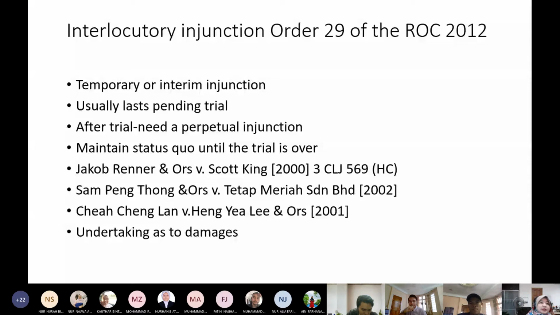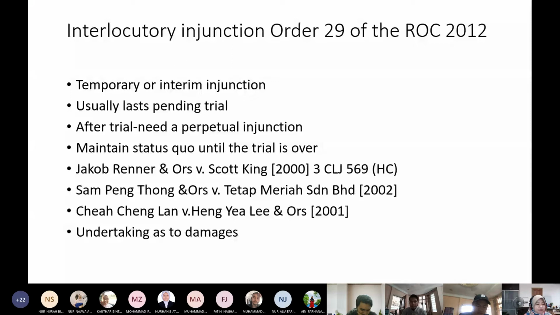Okay, so basically, interlocutory injunction is a temporary or interim injunction. It usually lasts pending trial, and then after trial, you need a perpetual injunction that I mentioned to you just now. These are among the important cases: Jacob Renner, Sam Peng Tong, and Chia Cheng Lan, Heng Li Yi, and others, 2001. So I'm going to give you a gist of these cases. Later you can have a look at them on your own.